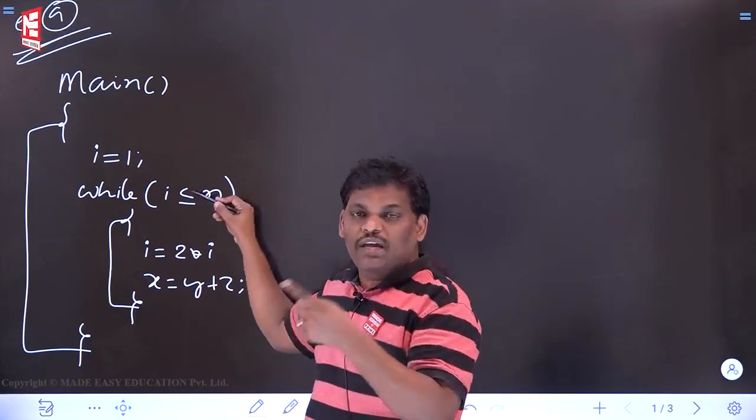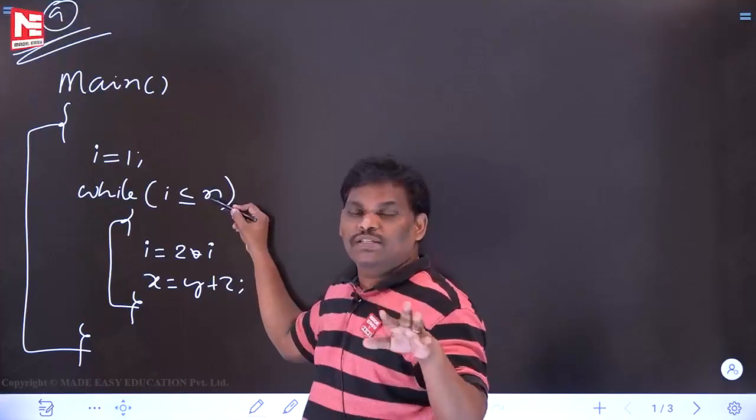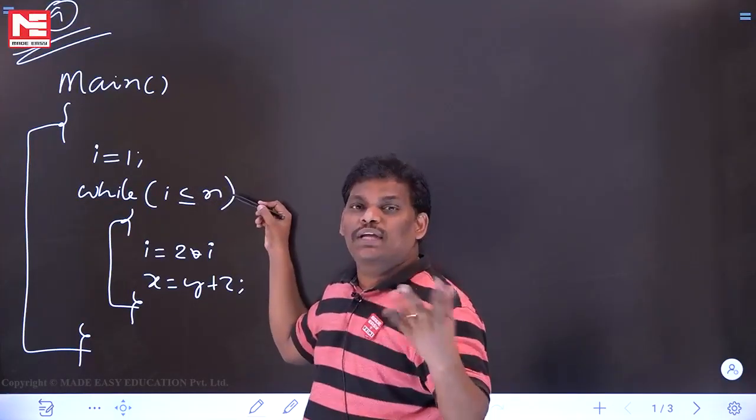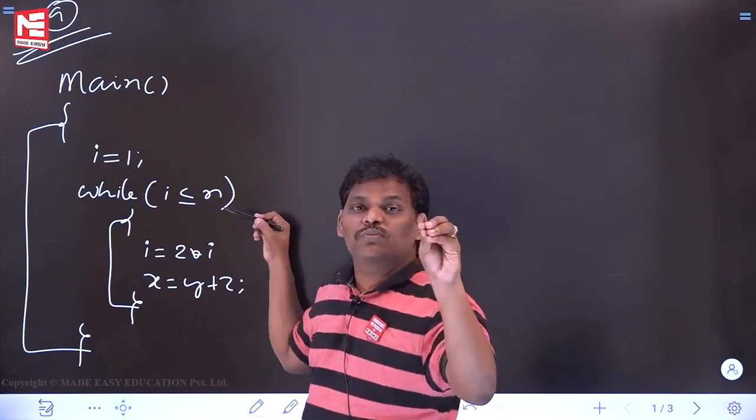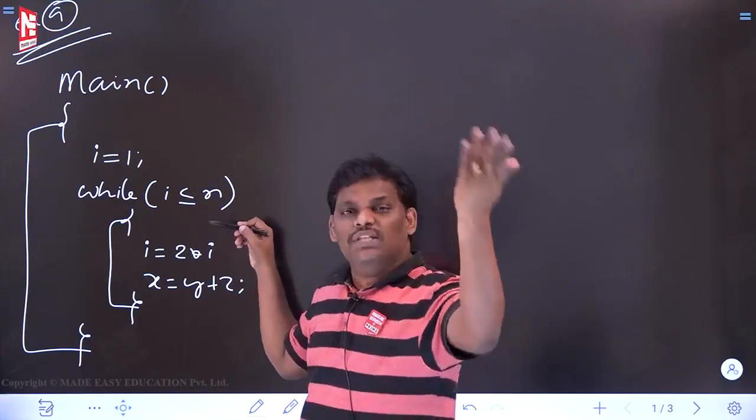i equal to n also passes, right? i value n then also passes. i less than or equal to n passes, and afterwards it fails. Suppose the equal is not there; actually, the equal is there. What if the equal is not there?